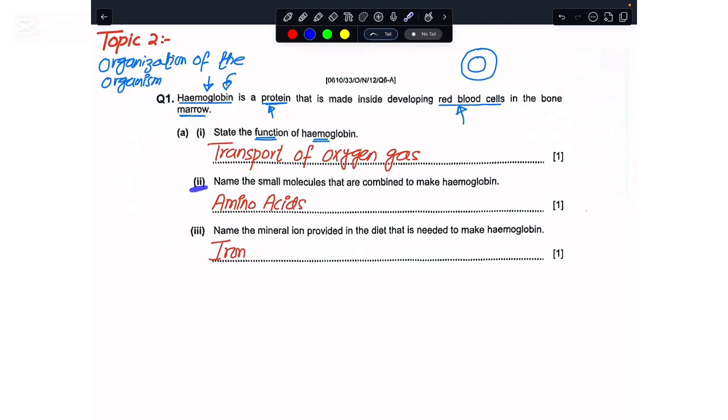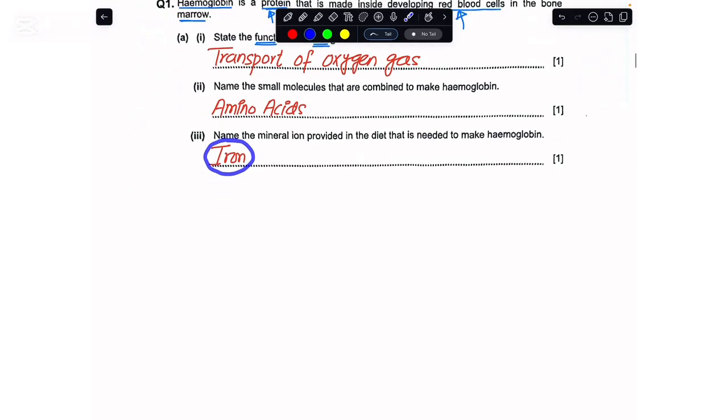In the second part, he asks us to name the small molecules that are combined to make hemoglobin. Owing to the fact that hemoglobin is a protein, I am required to link the amino acids together. As I mentioned earlier, we would make the polypeptide chains, and finally we would end up making this hemoglobin protein. Further, he asks us to name the mineral provided in the diet which is needed to make hemoglobin. Since we have to focus on the word mineral, the mineral available within the hemoglobin is iron.